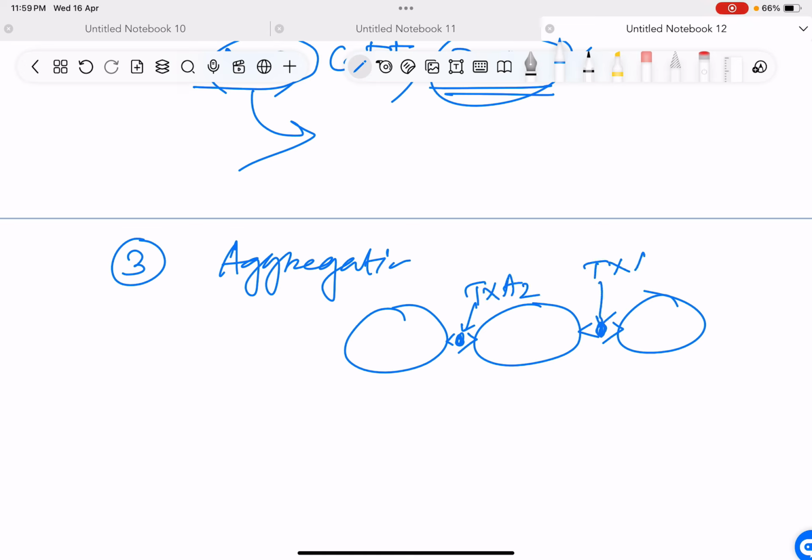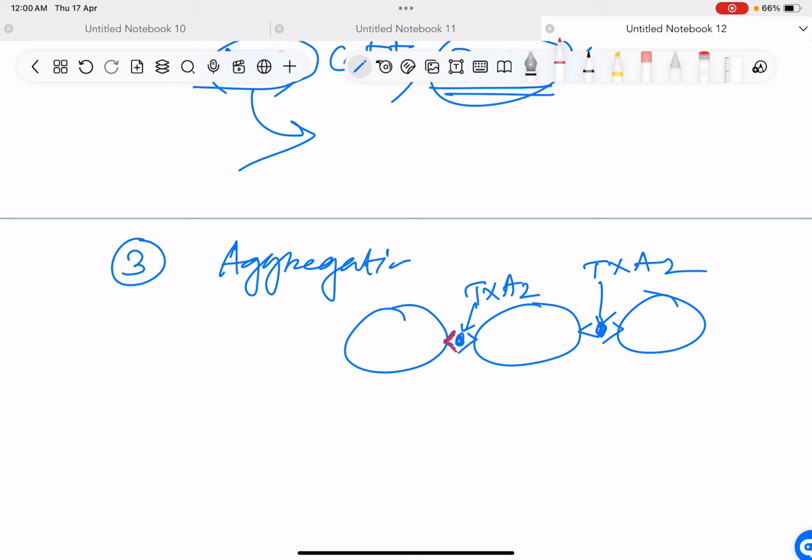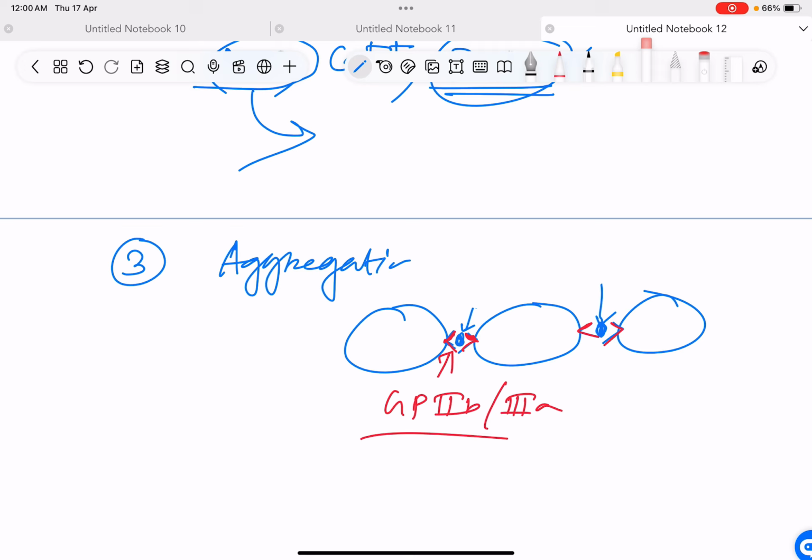This thing in the center is thromboxane A2, and these receptors are GP2B, GP3A receptors, which... oh sorry, one thing I am mistaken. This is not thromboxane A2 that is in the middle. This is fibrinogen. Fibrinogen is in the middle, and GP2B, GP3 receptors are there, which are responsible for the formation of the bridge.